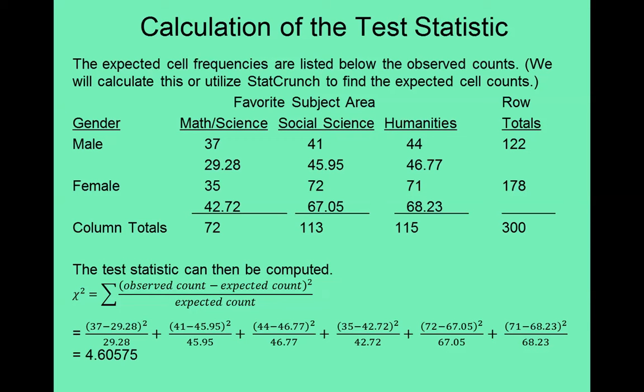So let's calculate the test statistic using our formula. For example, with the male math science category, 37 was the observed count minus the expected count of 29.28. We square that and then divide by 29.28, plus, move over to the right, 41 minus 45.95 squared over 45.95, and so on. We do that for each of the 6 cells, and we get a final calculated value of about 4.60575 if I put it all in the calculator and do it all at once using these numbers.